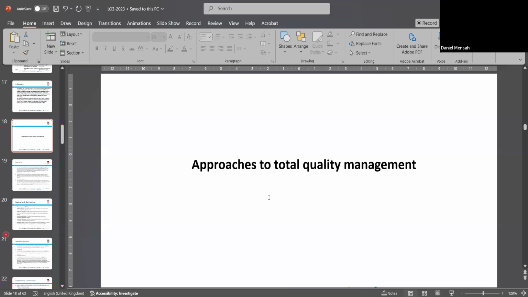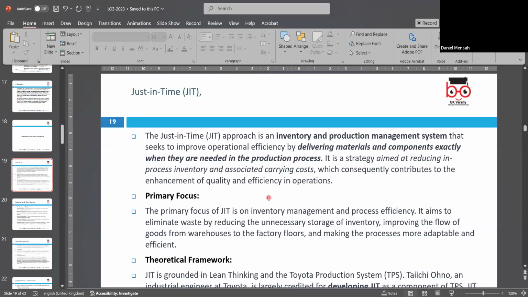So in the quality management field, there are different kinds of approaches which contribute or help to implement the concept of quality management in the organization. And as we discussed yesterday, quality management is a cornerstone in the field of quality and in the field of operation management, quality, continuous quality improvement.